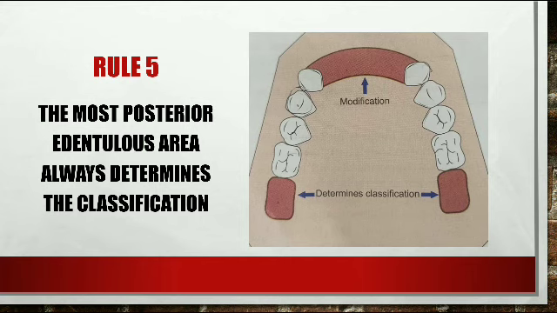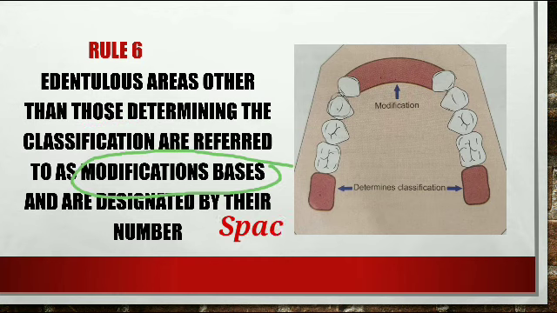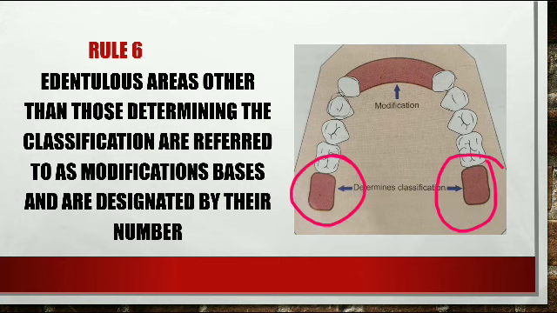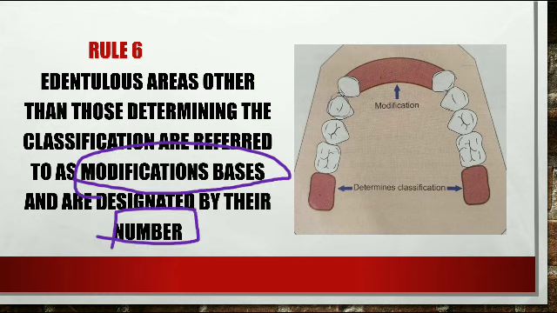Let us move on to rule number 6. Rule number 6 is edentulous areas other than those determining the classification are referred to as modification spaces and are designated by their number. You can see that in this diagram, as stated by rule number 5, the most posterior edentulous areas will determine the classification, but the anterior edentulous portion will be considered as the modification, and they will be designated by their number.